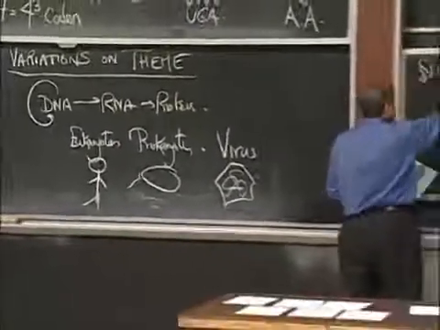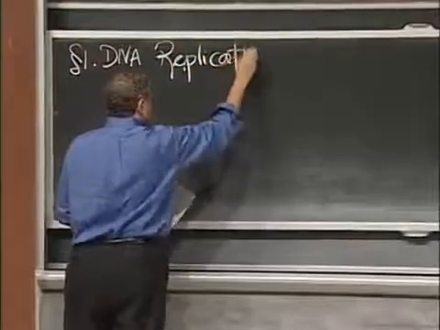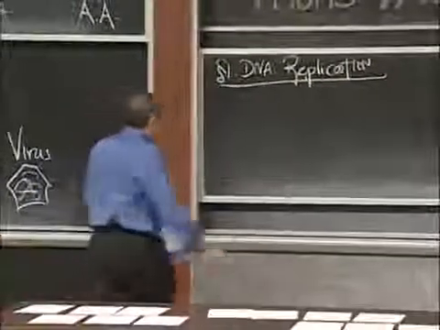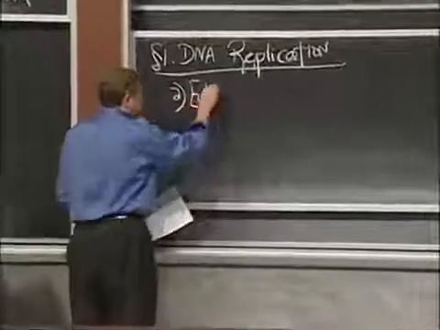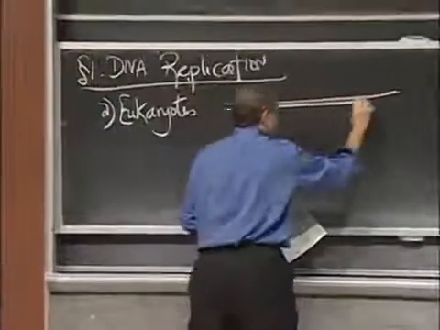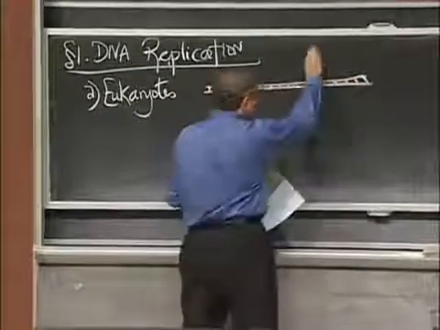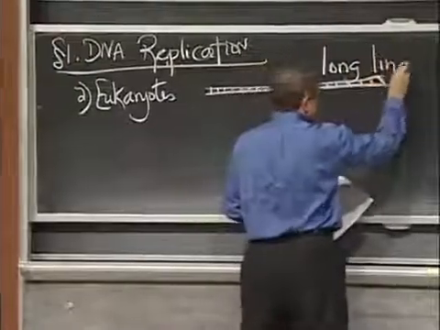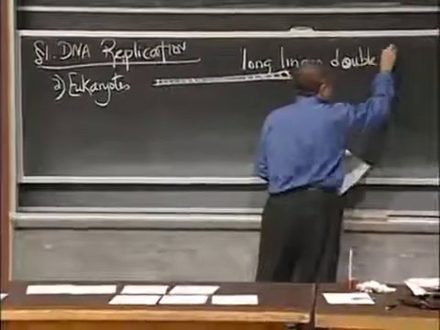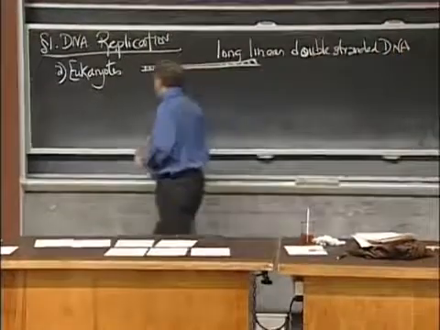Let's start with DNA replication. For eukaryotes, your genome are long, double-stranded DNA molecules, and they're linear. Long, linear, double-stranded, DS for double, I'll write it out, double-stranded DNA. You know this. And you've got a lot of it.